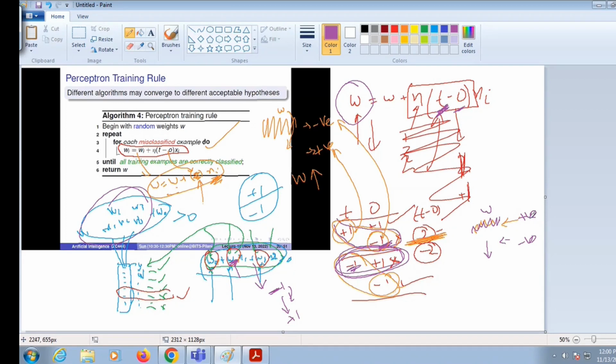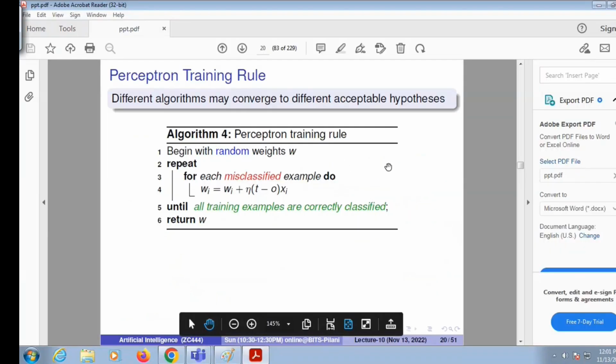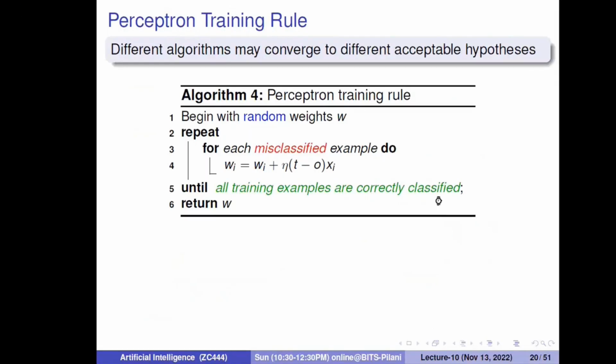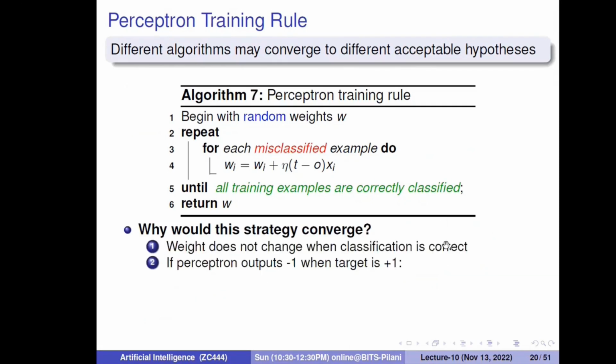Decrease. So you can see that this value, target minus output, is -2. So if I put target minus output as -2, what does that mean? It is a negative quantity multiplied by x, and then W is going to reduce. So it says that this formula is correct. After some time, it is going to give me something. By this, my things are going to converge. So this strategy is going to converge.